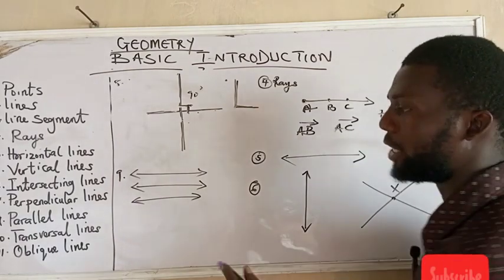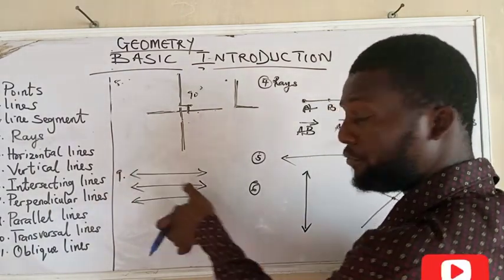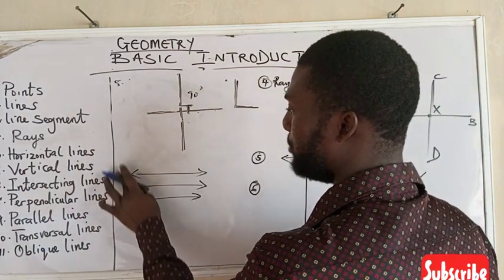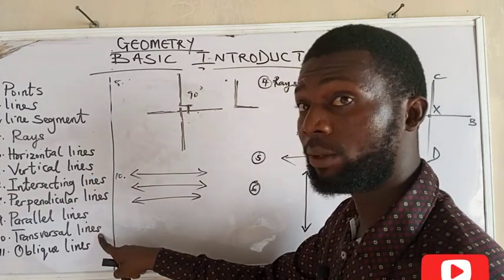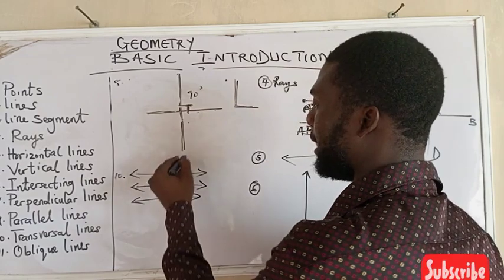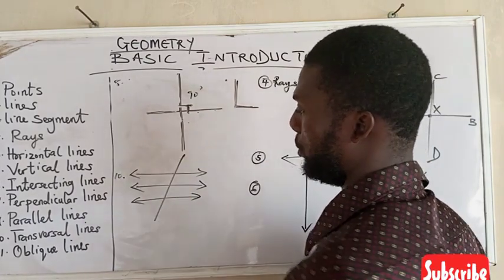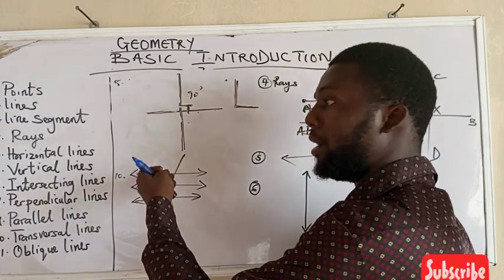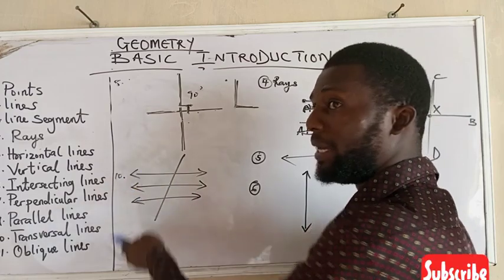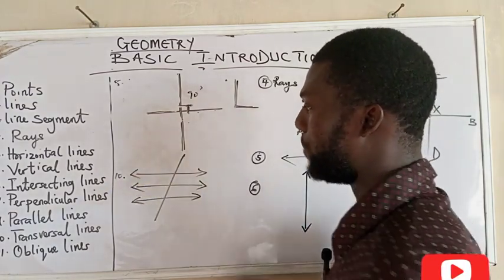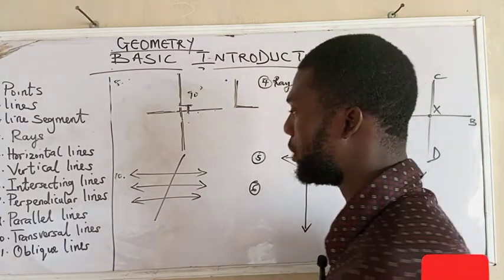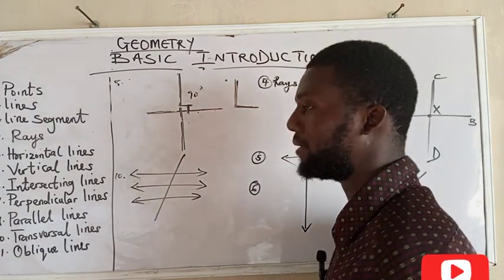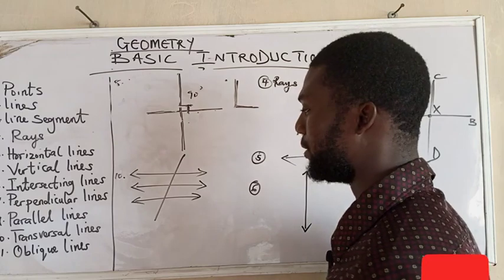Then we also have transversal line. A transversal line, number 10, is going to come from number 9. A transversal line is a line that cuts a pair or more of parallel lines. As you can see, we have three parallel lines, three lines that are parallel to themselves. So the line that cuts the set of parallel lines here can be regarded as what? A transversal line.